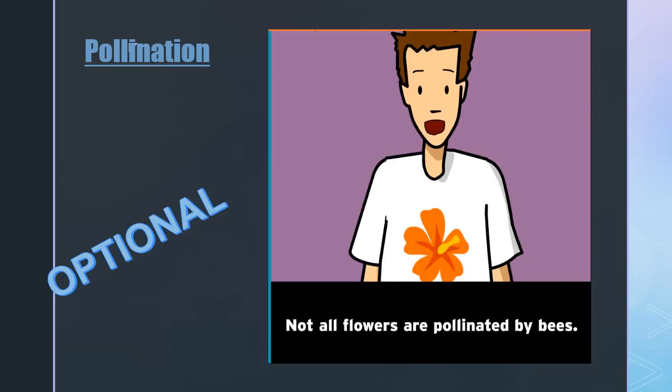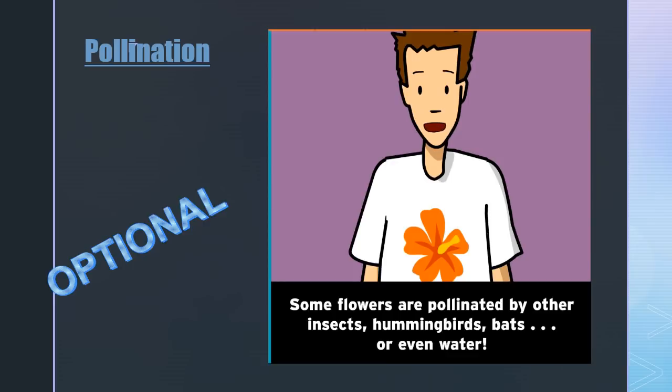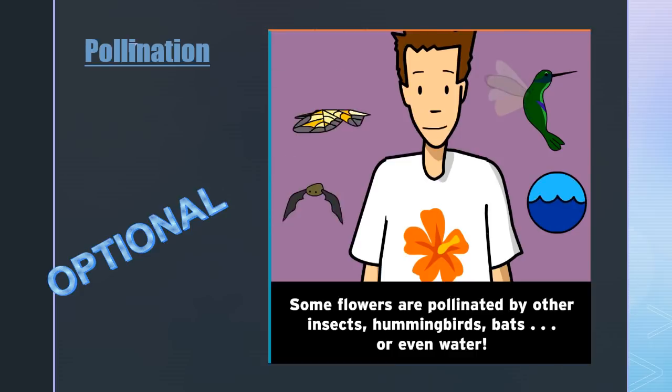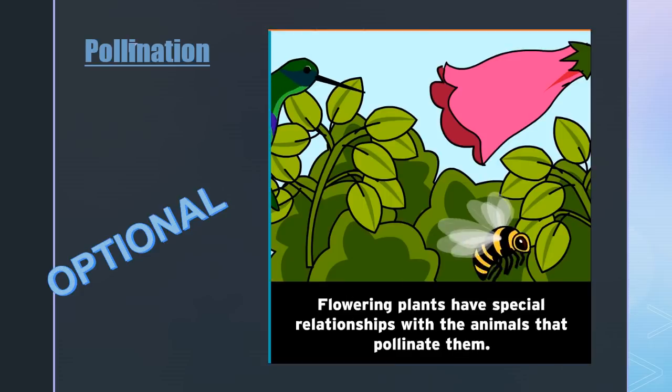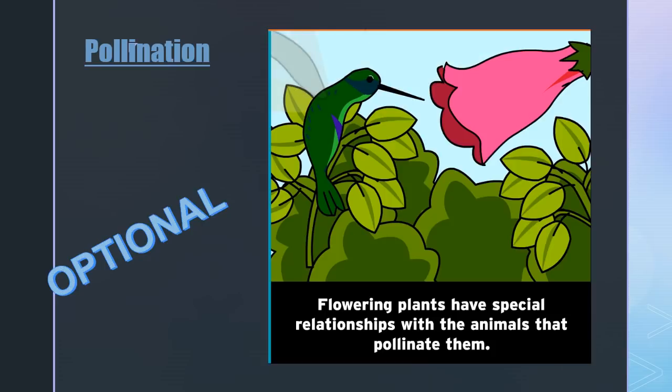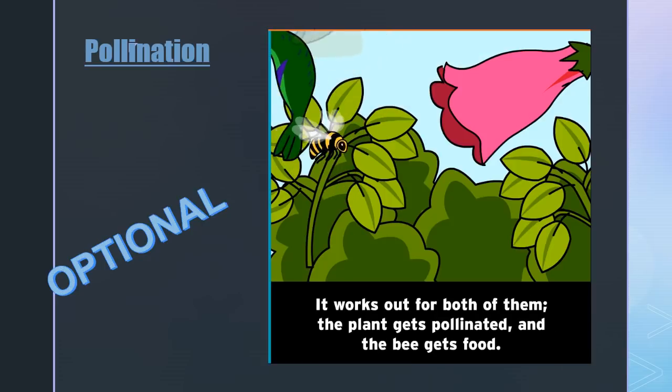Not all flowers are pollinated by bees. Some flowers are pollinated by other insects, hummingbirds, bats, or even water. Flowering plants have special relationships with the animals that pollinate them. It works out for both of them. The plant gets pollinated and the bee gets food.